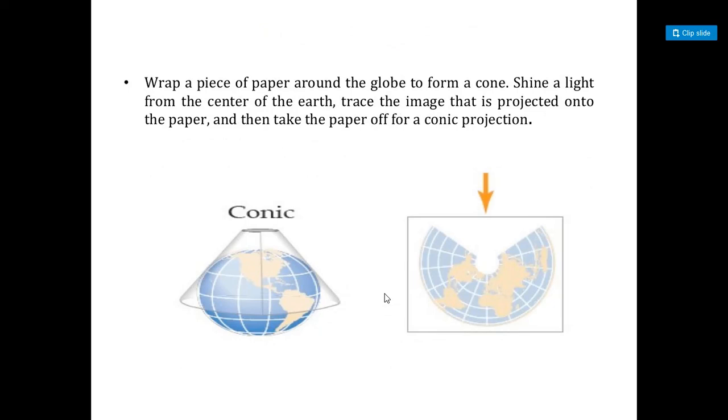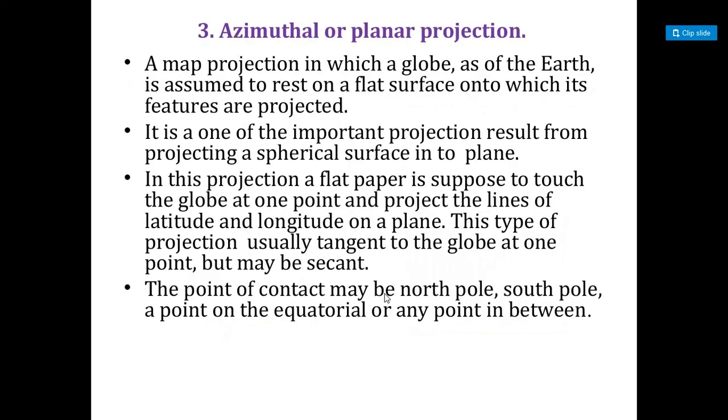When you wrap a piece of paper around the globe to form a cone, shine a light from the center of the earth, trace the image that is projected onto the paper, and then take the paper off, you get a conic projection. Just when the light is incident from the center of the earth, it appears as a conical projection. This is the technical concept of the projection.